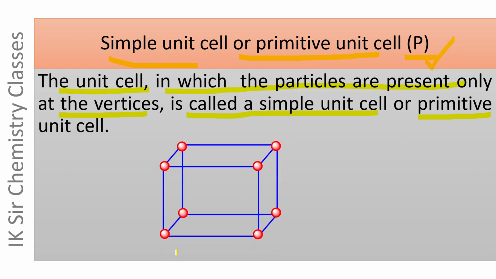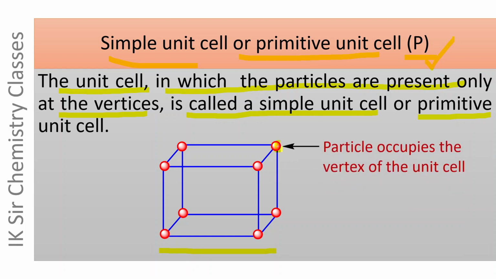This is the diagram for a simple unit cell. This particle occupies the vertex of the unit cell. It may be noted that all the vertices of this unit cell are occupied by particles, and particles are not present at any other position. All the particles are present at the vertices, and hence it is a simple unit cell or primitive unit cell in which particles are present only at the vertices.